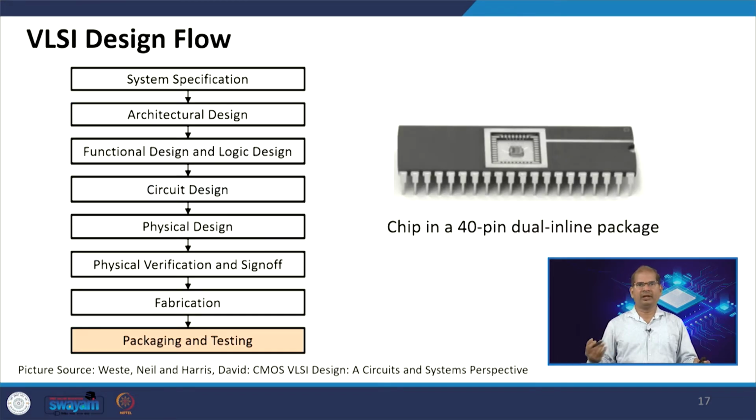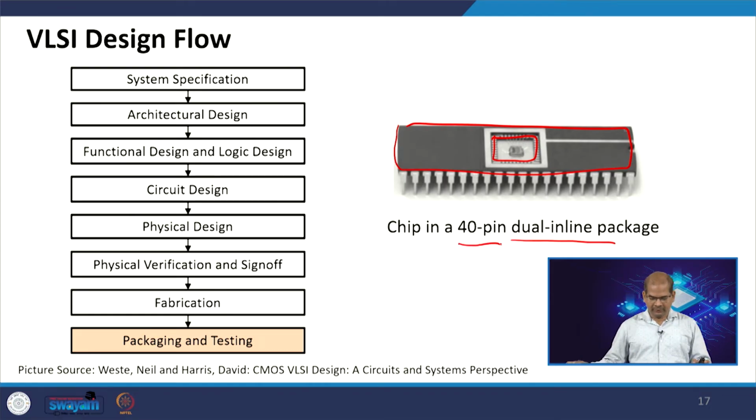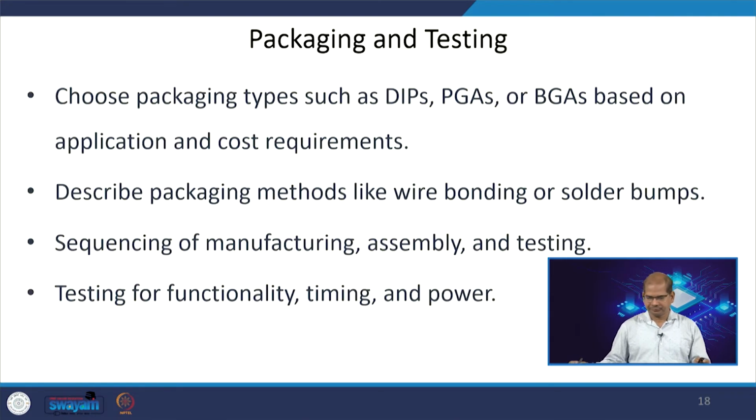Finally, we have the chip in our hand, and if you look inside this chip, this is your die and this is your package. This is called a dual inline package. Here it is 40 pin. Why is this package essential? It is used to test our design. We can design a PCB and test the packaged chip.